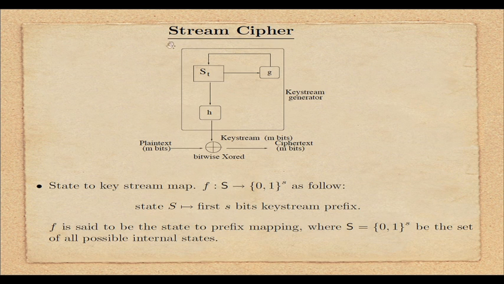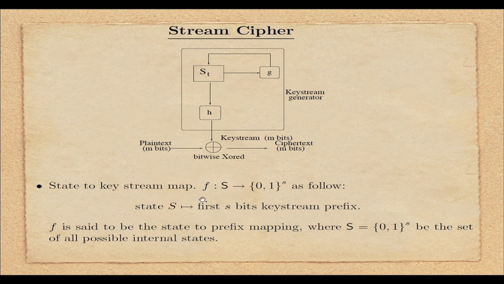So, this is a general synchronized stream cipher, because here the plain text is not involved in this part, neither plain text nor ciphertext. So, this is the synchronized stream cipher. There is also the asynchronous stream cipher, where the plain text can also participate in the state update function. Okay. Now, how can we get a one way function out of this?